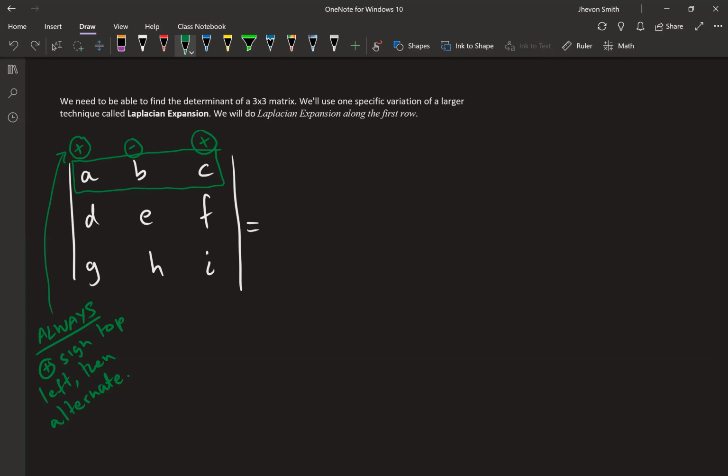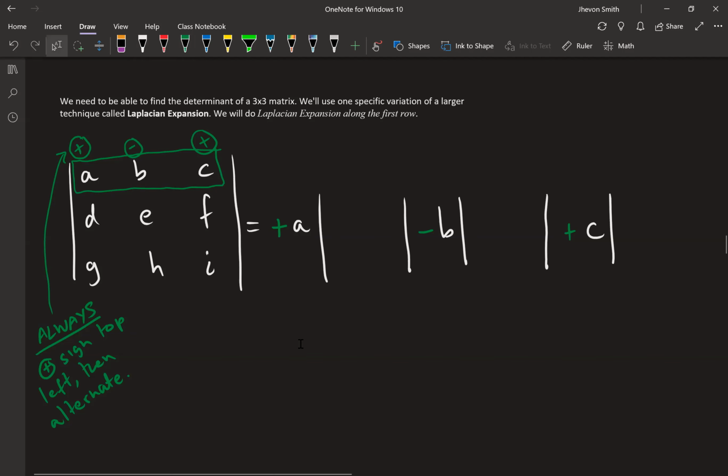Here is how you would compute the determinant. You're going to follow these signs. So you're going to have a positive A, and you're going to multiply that by a 2 by 2 determinant. Then you're going to have a negative B. You're going to multiply that by a 2 by 2 determinant. And then you're going to have a positive C, and you're going to multiply that by another 2 by 2 determinant. And I'm going to tell you which 2 by 2 determinant specifically in a little bit.